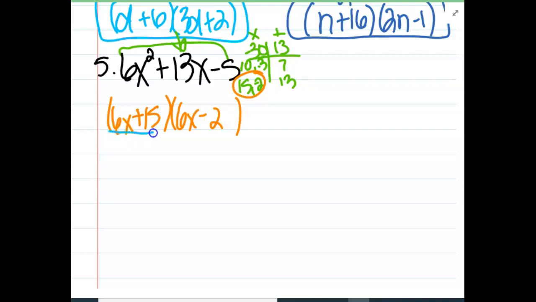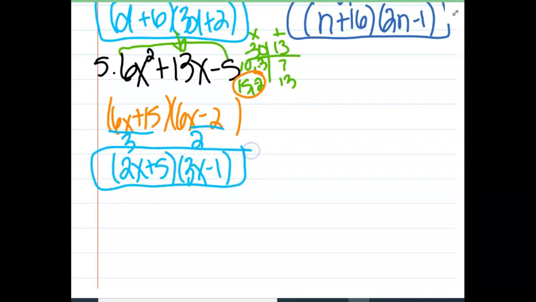And then to get your answer, land your plane. What do 6x and 15 have in common? 3. What about 6x and 2? 2. Now make sure you're dividing both of these terms by 3, both of these terms by 2. So 6x divided by 3 is 2x. 15 divided by 3 is 5. 6x divided by 2 is 3x. 2 divided by 2 is 1. So your answer would be 2x plus 5 times 3x minus 1.